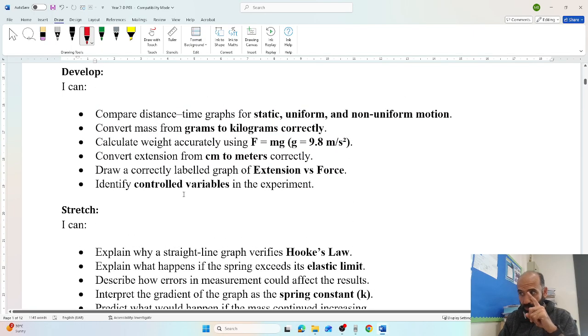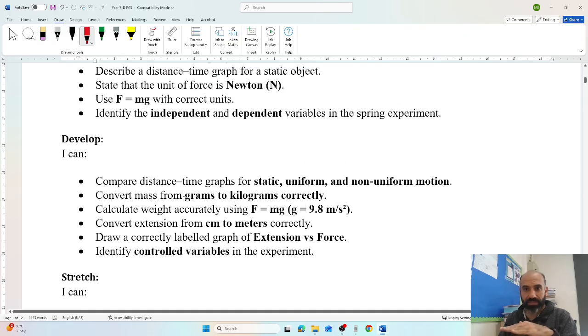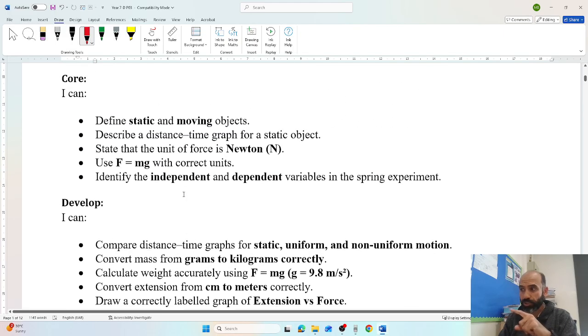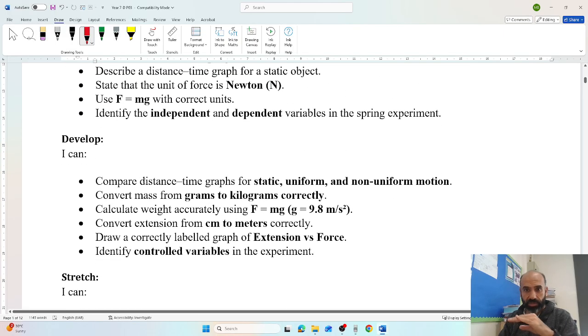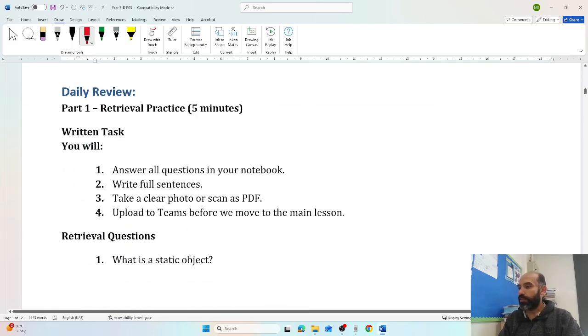So you need to evaluate yourself at the end of this session against these targets. Okay, so let's start.